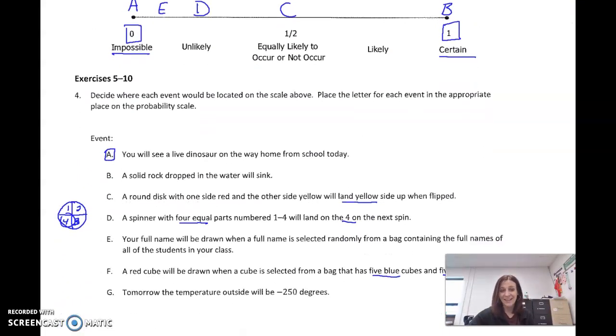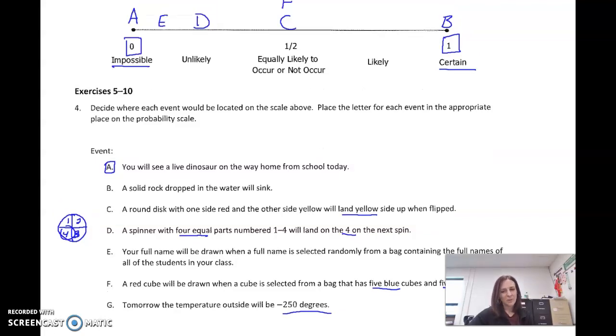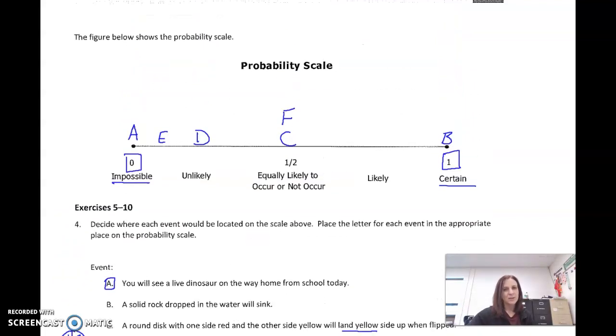All right, and the last one. Tomorrow's temperature will be a negative 250 degrees. Has it ever been a negative 250 degrees outside? Not even with wind chill. So I know some of you might argue, saying, well, it's possible. So I'll give you that, maybe move it a little bit to the right off of impossible here. Maybe I didn't do that real well, but it's impossible. That's never happened before.